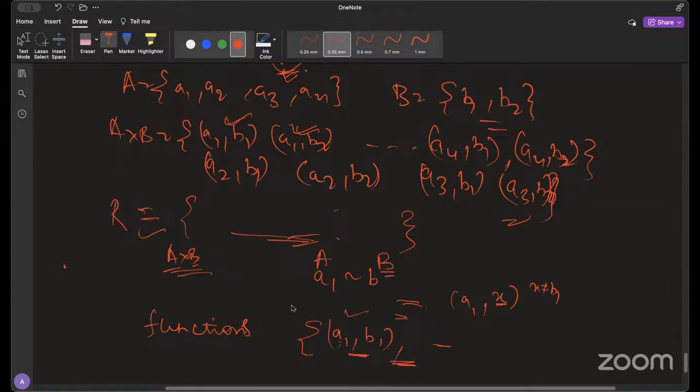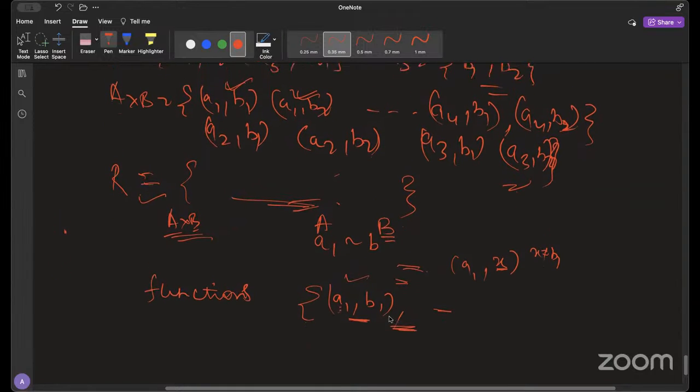And the other restriction is that you should have all the elements from the domain here. So if A1, A2, A3, A4 are in the domain, then you should have A1 and something here, A2 and something here, A3 and something here. That's how you define a function, right?